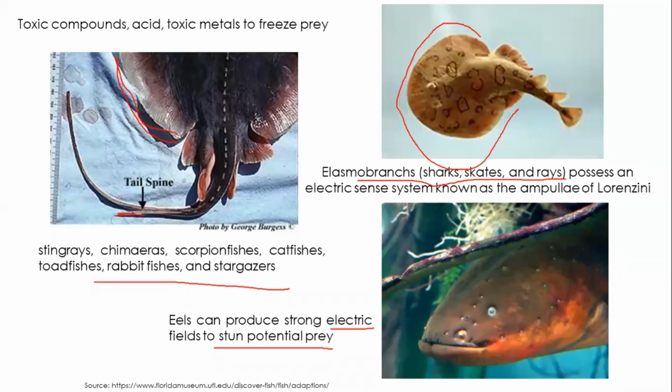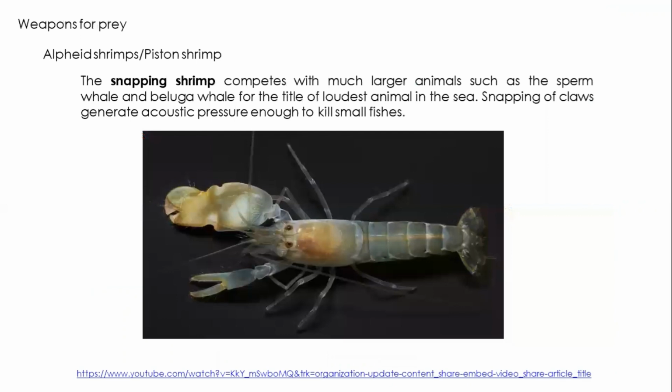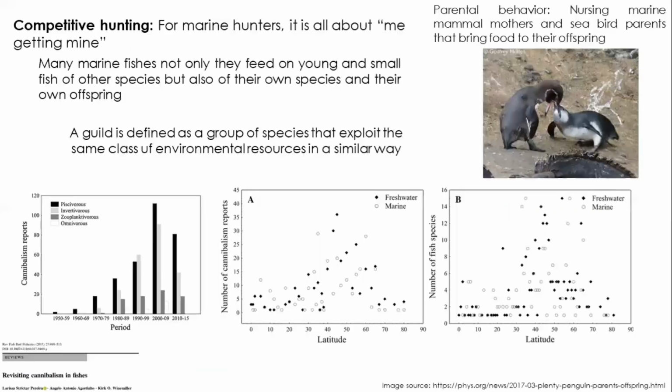Then we saw that there are some fishes or some organisms which have toxic compounds for freezing the prey, and also some of the fishes have the potential to create electric senses for the prey. And then the last one, we have seen a very excellent example of an adaptation for weapons for the prey, that is the pistol shrimp. And we saw how it hits the claw in order to create the sound and bubble which can kill the animals crossing nearby.